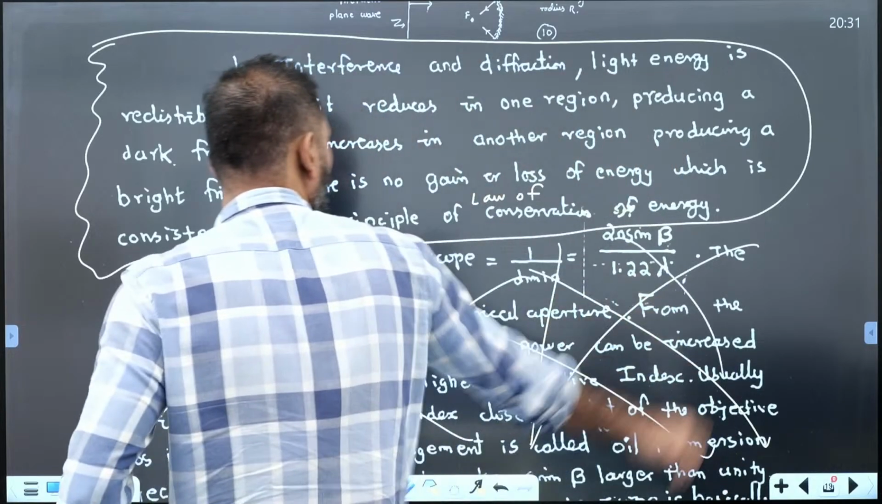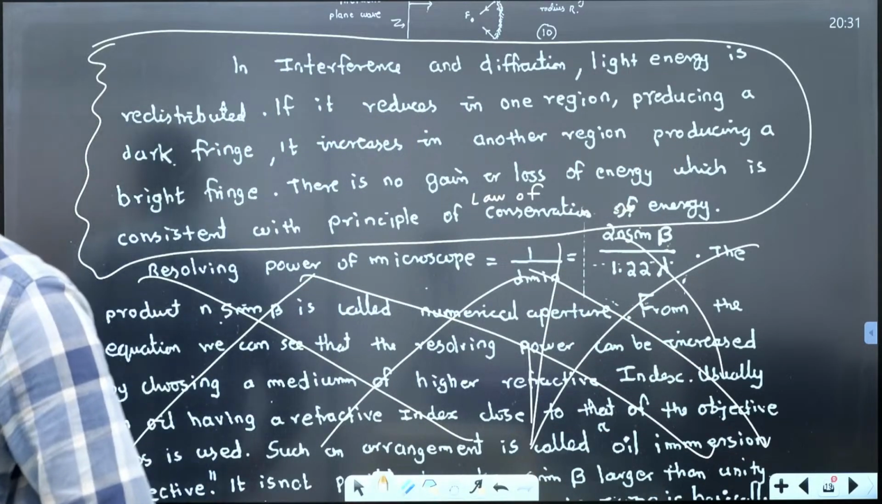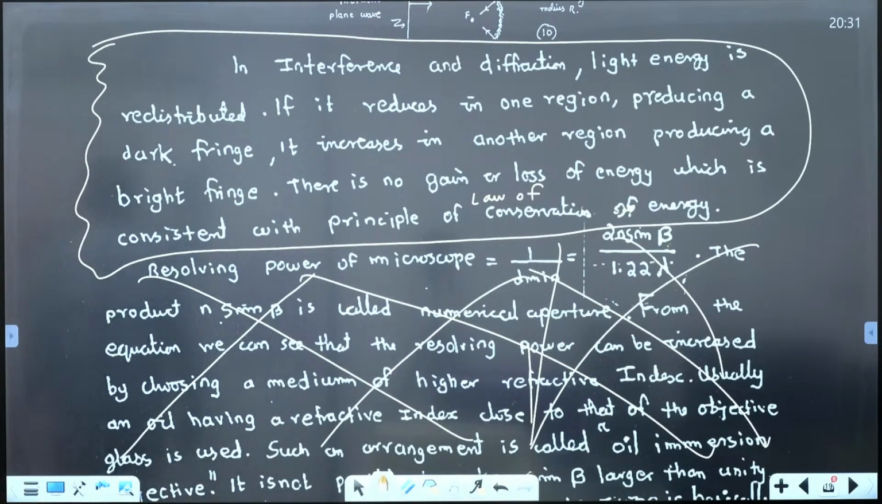Energy gets what? Redistributed. This is deleted, okay. Note only that one paragraph. Interference and diffraction. Only that paragraph has to be noted.